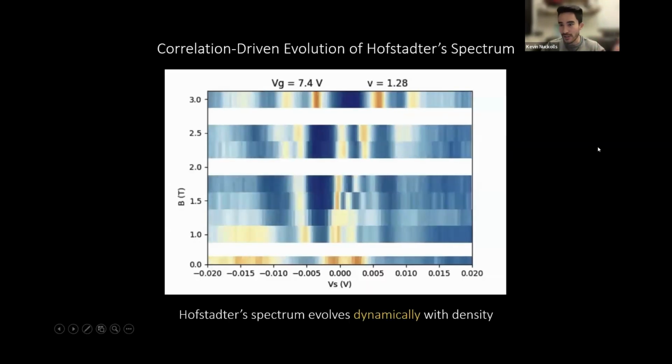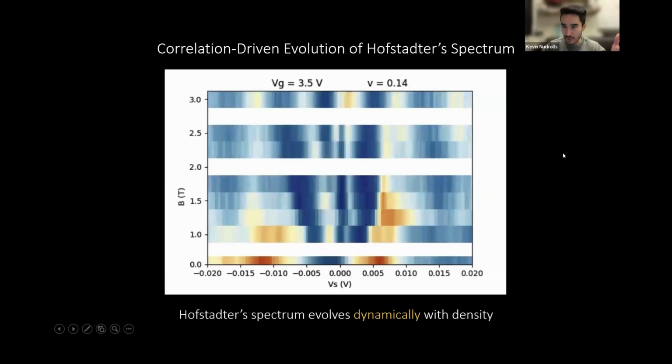So I want to close out by talking to you about how correlations affect the Hofstadter spectrum. Hofstadter's original calculations were single particle calculations that omitted some of these effects, and so we thought that it was interesting to be able to see how correlations that arise in a magnetic field were able to alter the Hofstadter spectrum. So I showed this data at the very beginning of the talk, this movie.